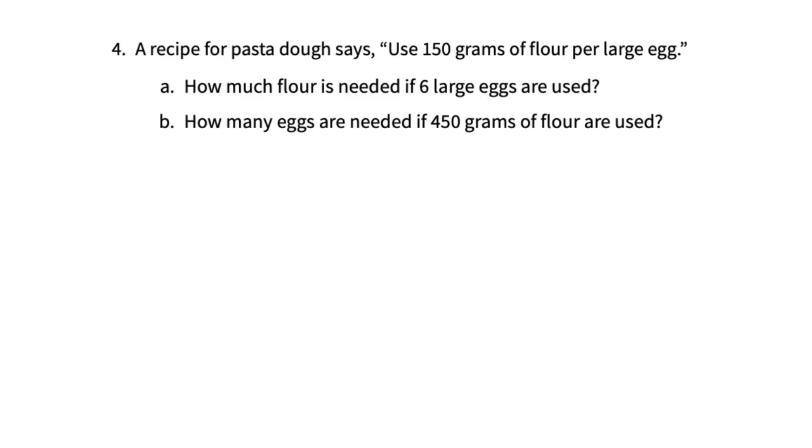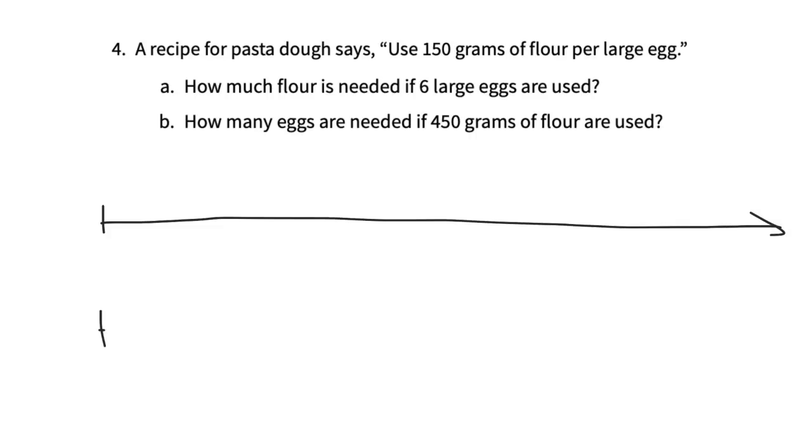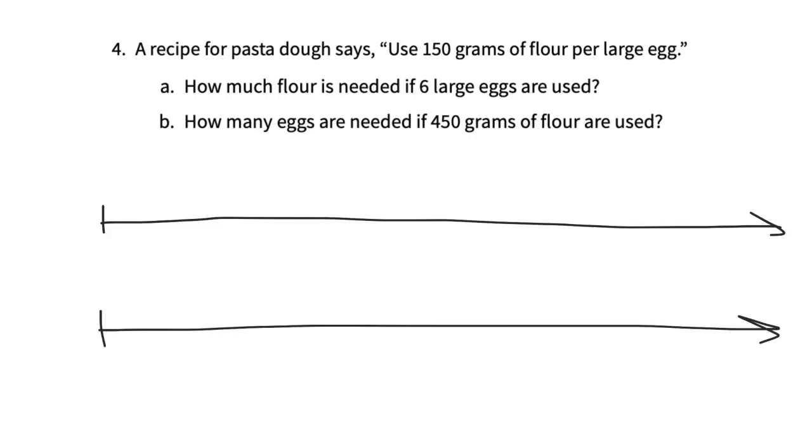Just more of the same, only this time we're going to answer a couple of questions with our double number line. So I'm going to quickly make our double number line, and it looks like this. Here's my 0, here's my 0. Now, we're going to do eggs down here, so I'm going to put eggs. And then, what's this one? Oh, flour. This is flour. All right, so we've got eggs and flour.